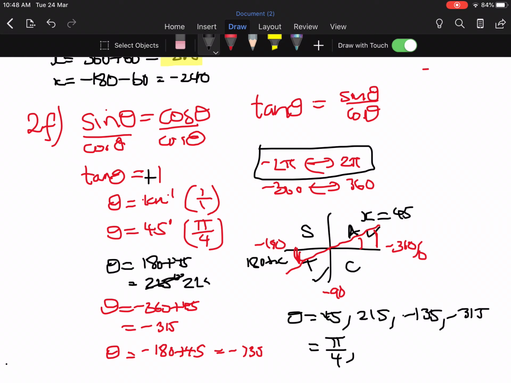This is 225, which makes everything... You're probably screaming at the video right now saying, "Shut up, Mr. Man, you've made a silly mistake." Yes, I have. That's 225. So that makes life a whole lot easier because I knew that these should have been multiples of 45. So that's obviously going to be 5 pi by 4. That makes life a hell of a lot easier. This one is going to be negative 3 pi by 4. And then this one is going to be 7 pi by 4.